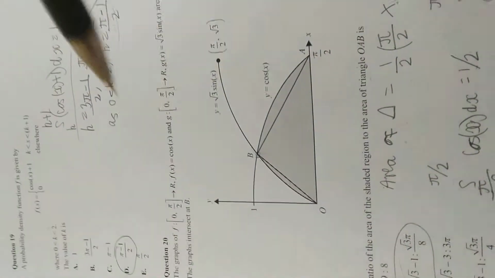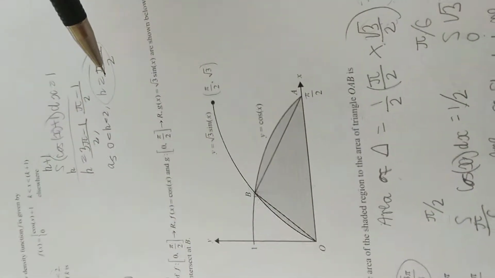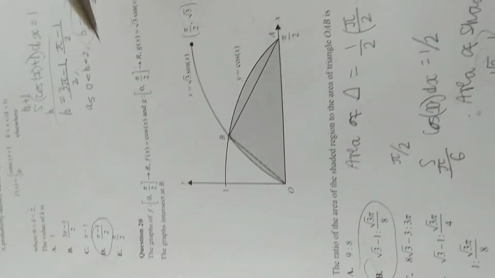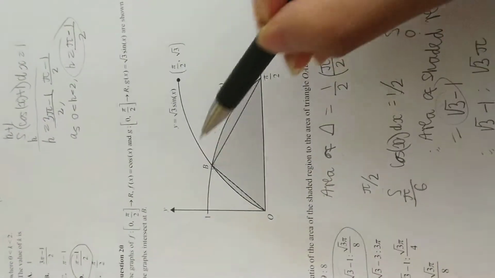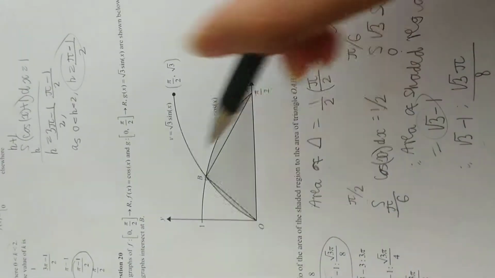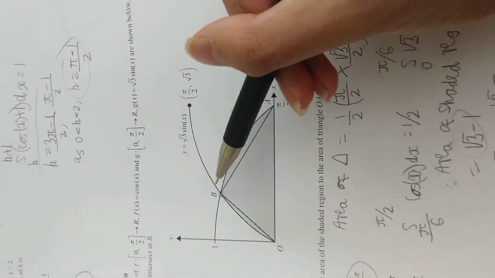Question 20. The graph of f(x) is cos x from 0 to pi on 2, and g(x) is root 3 sin x from 0 to pi on 2, shown below. The graphs intersect at point B. The ratio of the area of the shaded region to the area of the triangle OAB is. So the area of the triangle is half the base times height, where the base is pi on 2 and the height is, well, the y coordinate of the point of intersection.